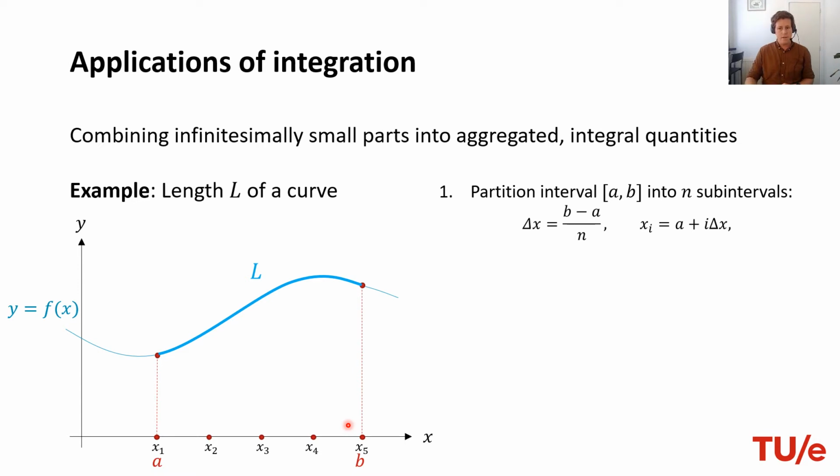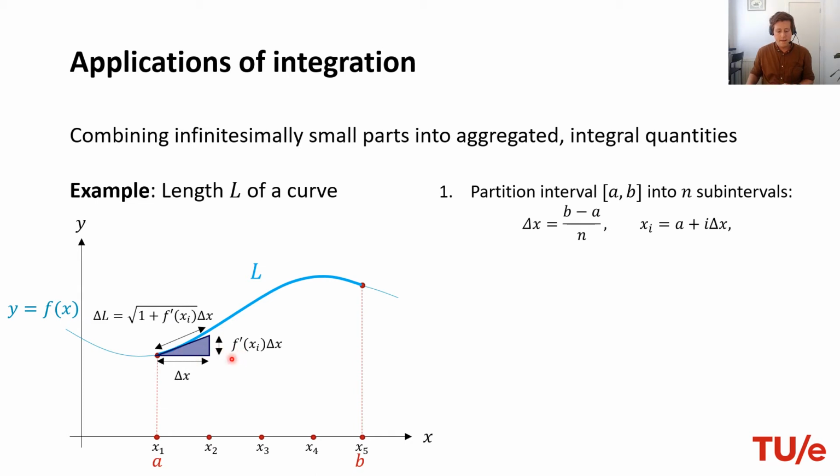And within each of these intervals, we approximate the curve itself, not the area as in the previous case, but the curve, using this triangle over here. If we investigate this triangle, we see that its width is simply our spacing of the interval, delta x.